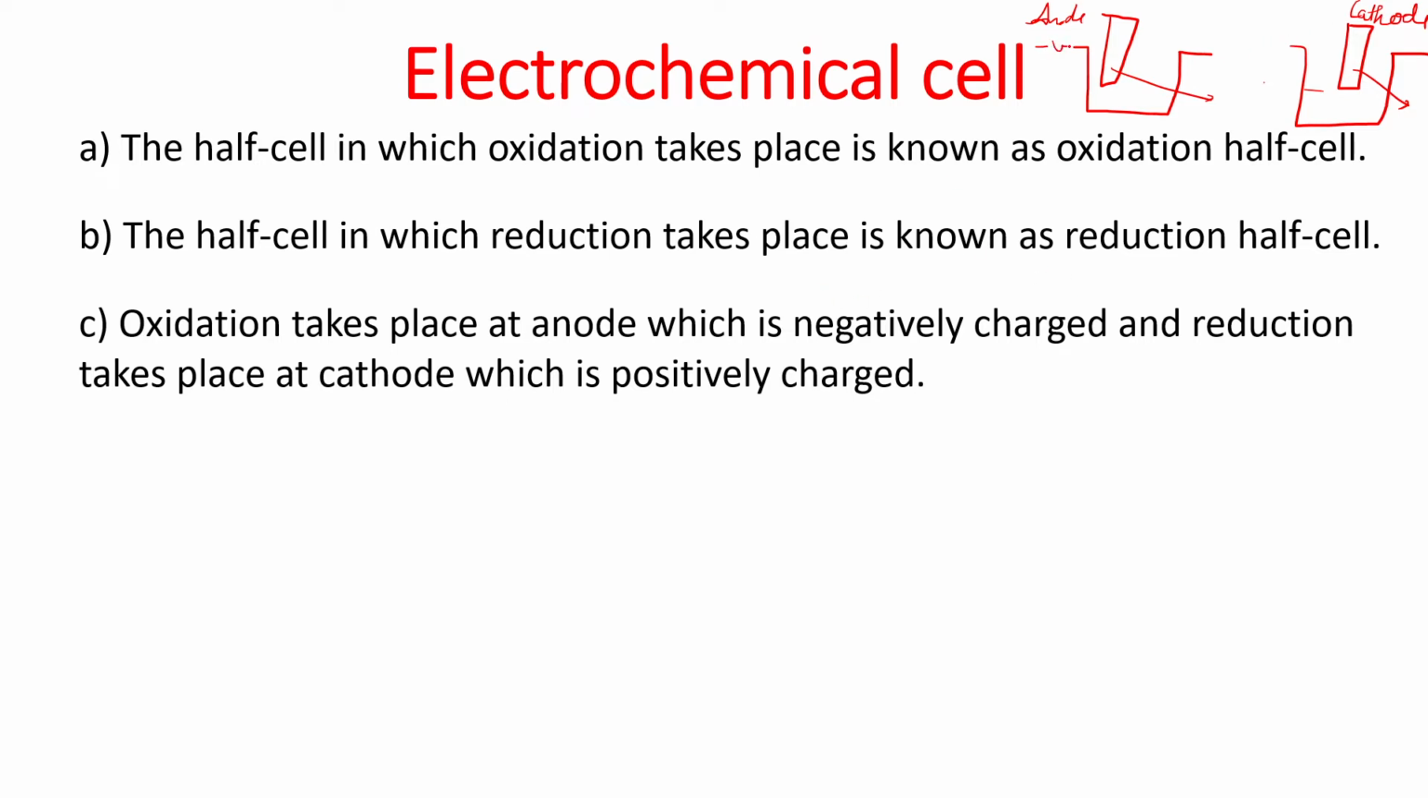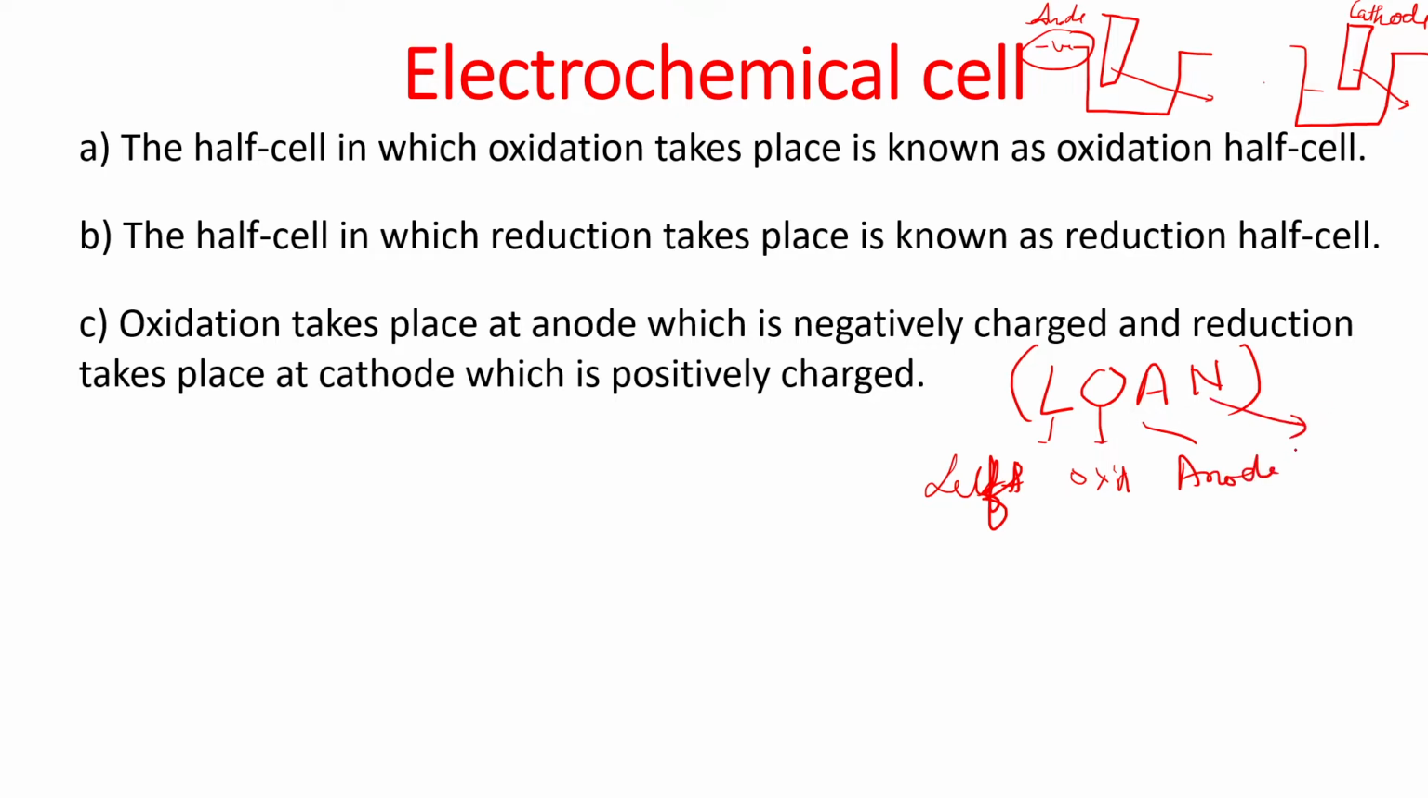It is negatively charged, or you can just use the LOAN formula. LOAN is just a mnemonic for this. On the left side you write anode. On the left side oxidation will happen. It will happen on the anode, and that too is negatively charged. So the anode is negatively charged while the cathode electrode is positively charged.